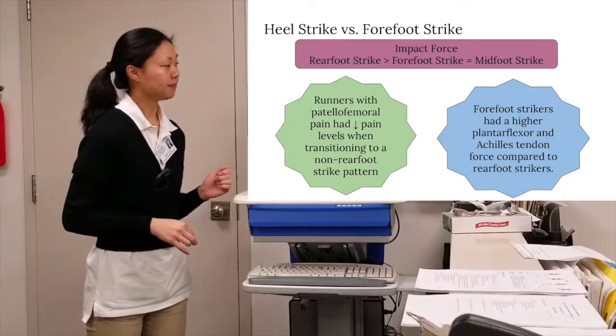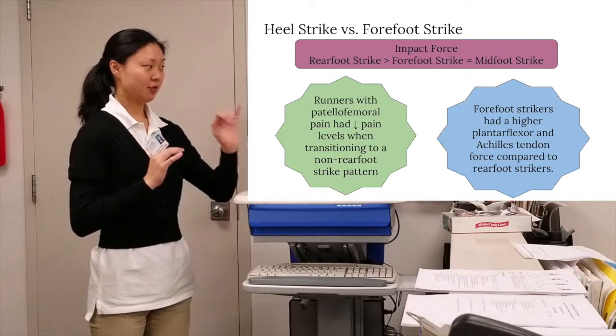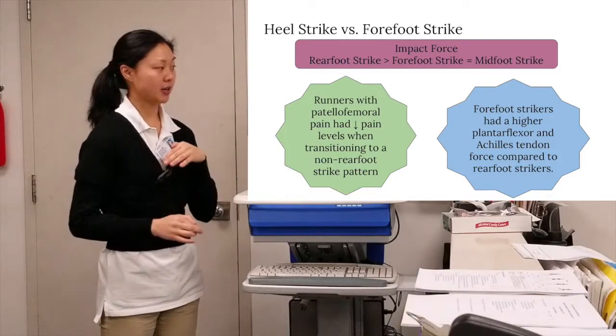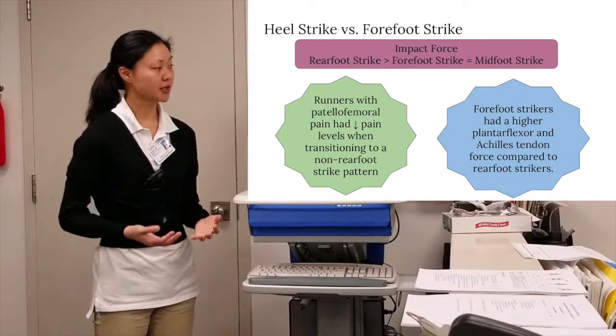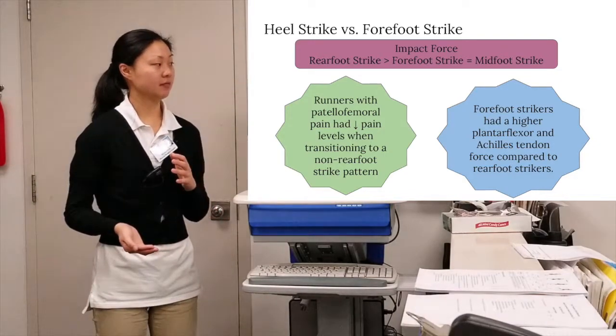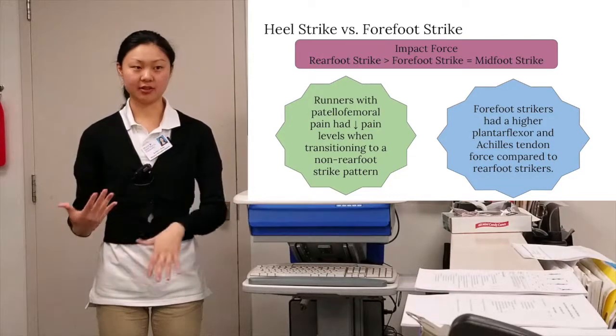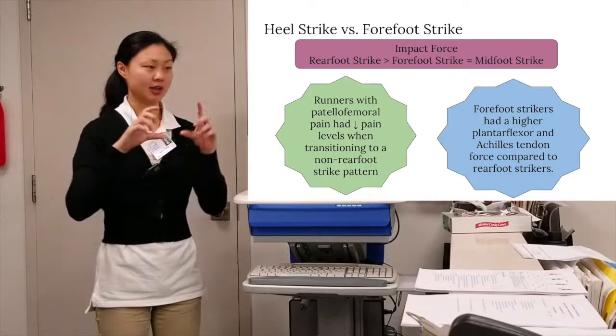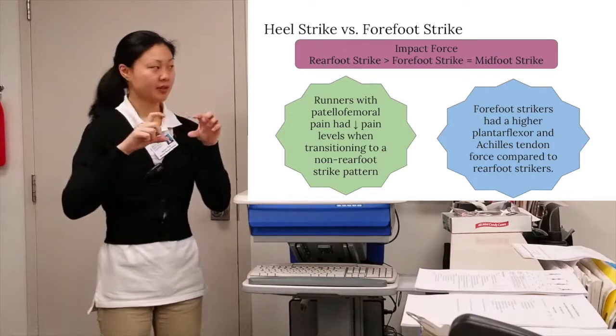They also, on the other hand, found that forefoot strikers, so landing on your toes, those runners actually had a higher plantar flexor and Achilles tendon force compared to rear foot strikers, so landing on your heel. And that's because your heel never hits the ground. You're always on your toes, your calves are always being activated, and your Achilles is always being compressed. So that's what they found.